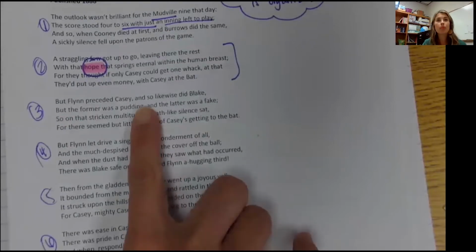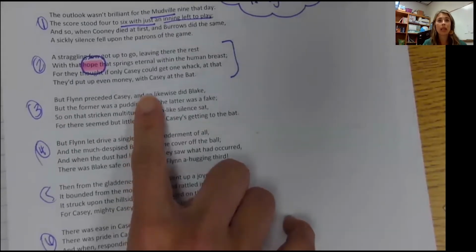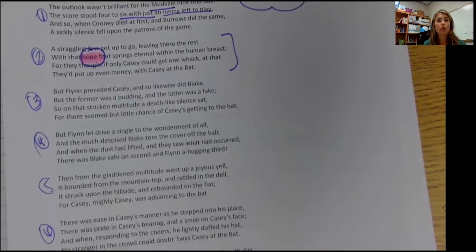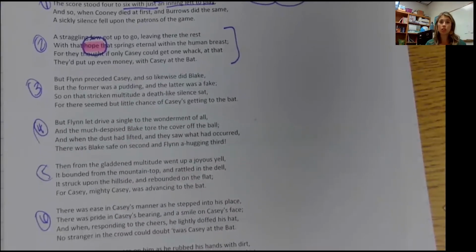But Flynn preceded Casey, and so likewise did Blake. But the former was a pudding and the latter was a fake. So on that stricken multitude a death-like silence sat, for there seemed to be little chance of Casey's getting to the bat.